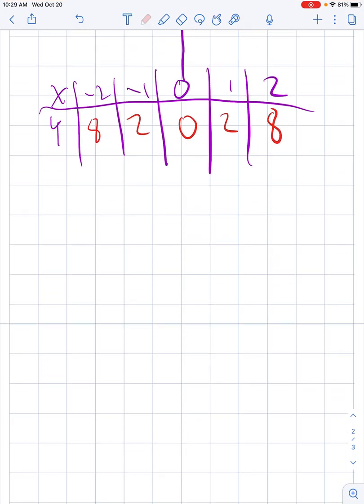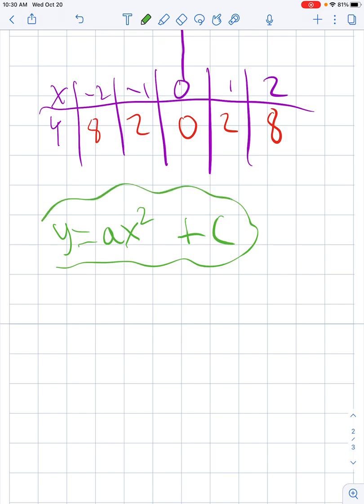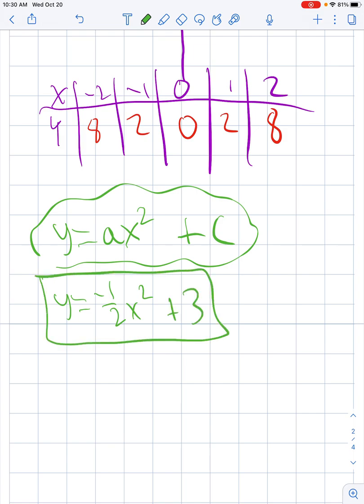All right, we might also have a function that looks like y equals ax squared plus c. So keep that in mind. That's the general form that we're going to use. And the graph that we're actually going to make is y equals negative 1/2 x squared plus 3. So this is what we're going to graph.